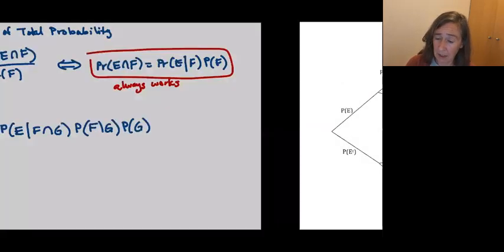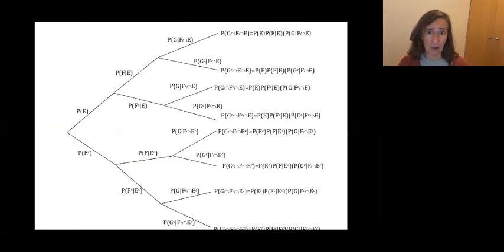In the notes and right here, I've got a bigger tree that corresponds to the case of three events, E, F, and G. And it's big enough that it's kind of a hassle to draw, so I wouldn't try to draw it freehand if you're taking notes. You can get this picture from the website.